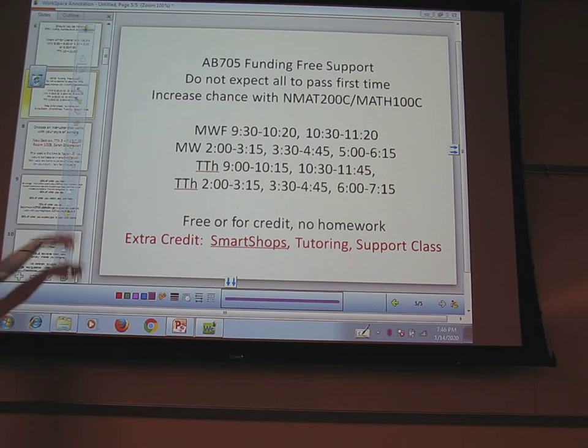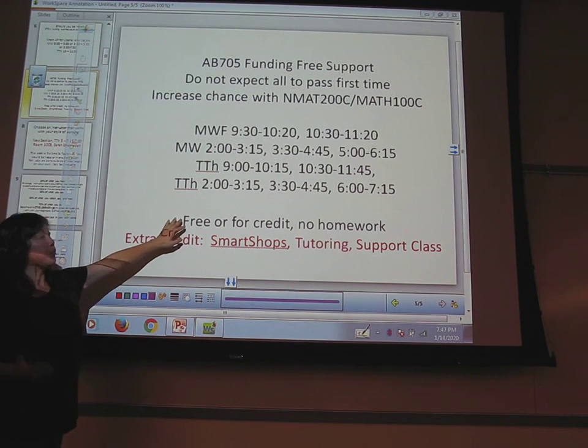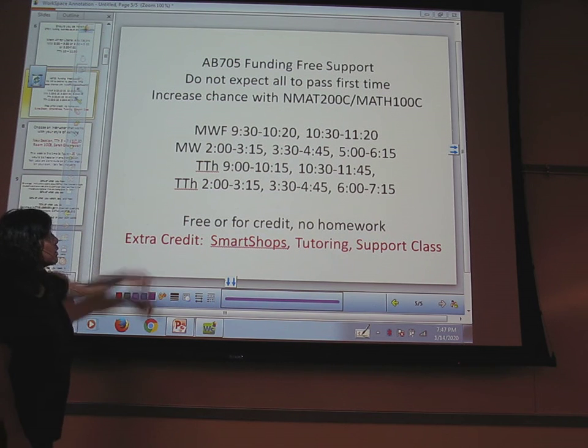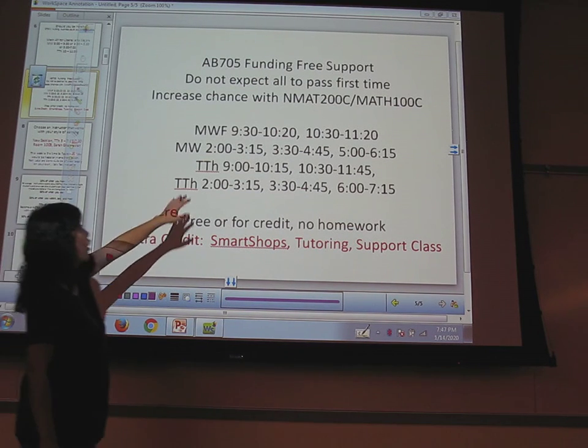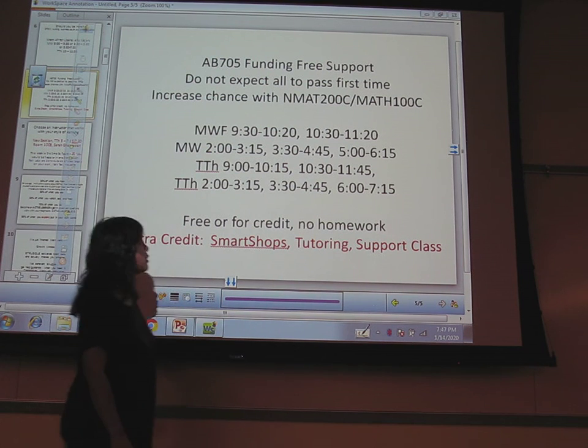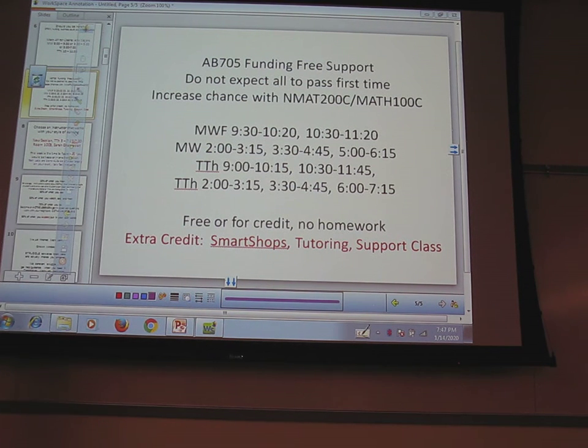As part of that, the state has given us some money, and we're offering free support classes. You can either take them for free or you can take them for credit. If you need the credit for financial aid or veterans or other things, you can take it for credit if you want. If not, you can just take it for free. They meet 2.5 hours a week, so 1 hour and 15 minutes usually twice a week. These are the times they meet. These are all different sections. There are 10 different sections.